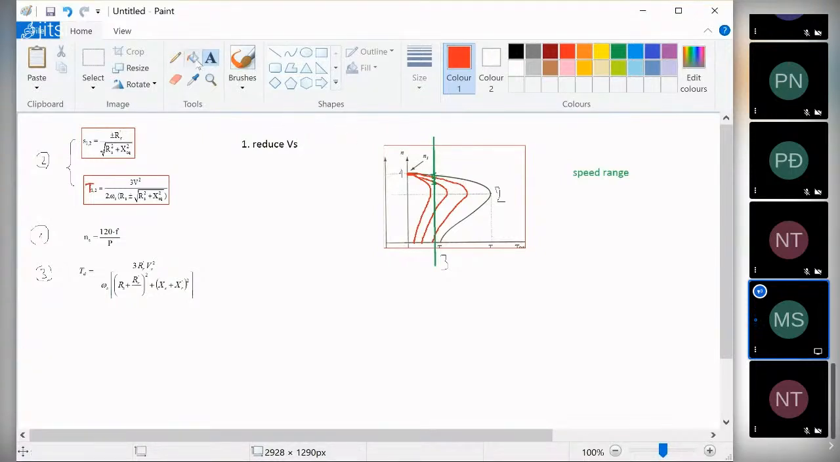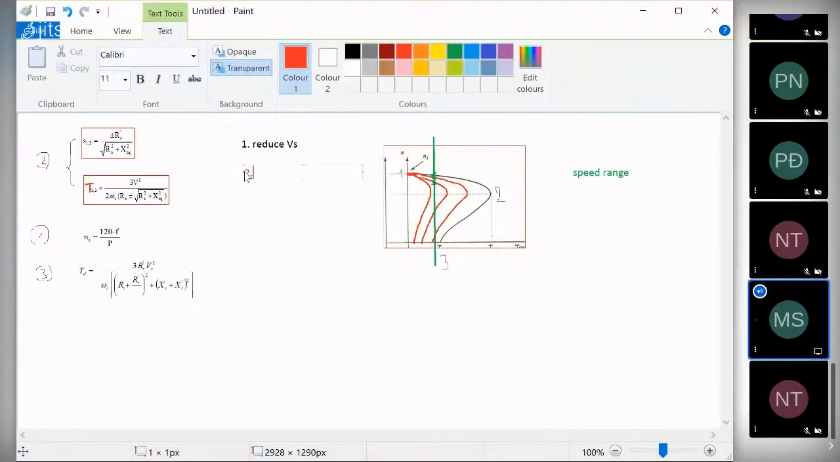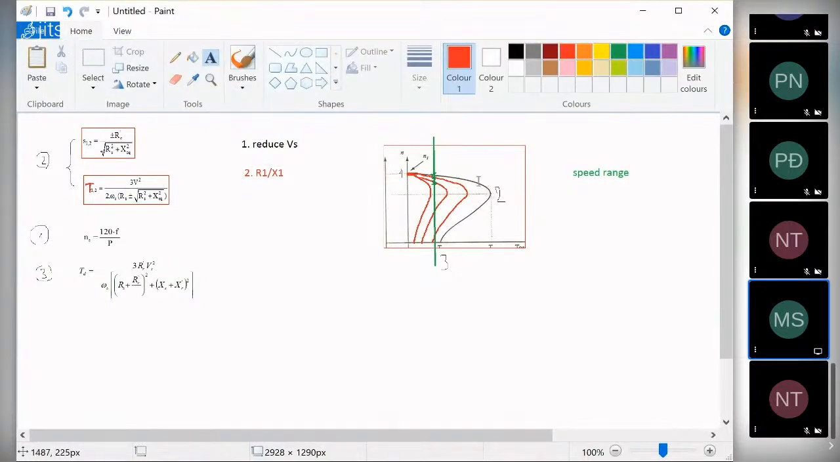Okay, we move to the second one. The second one, you can change the real start, the resistance connected to the stator winding: stator resistance or stator reactance. In this case, you can connect an external resistance or external reactance to the stator winding. So at this time, you increase R1 and X1. Do you agree with me?